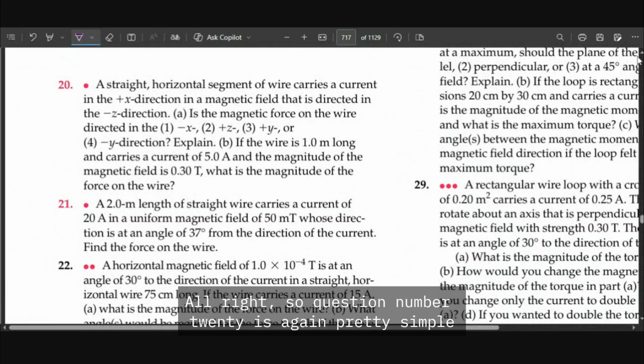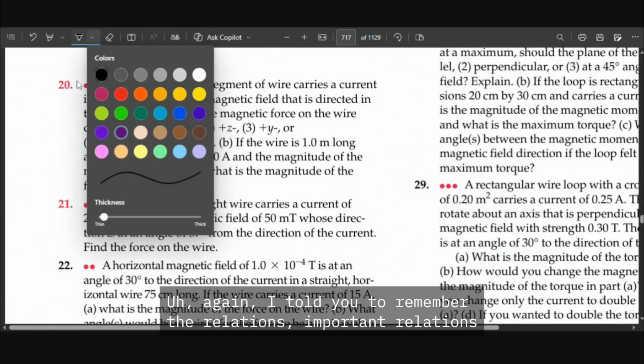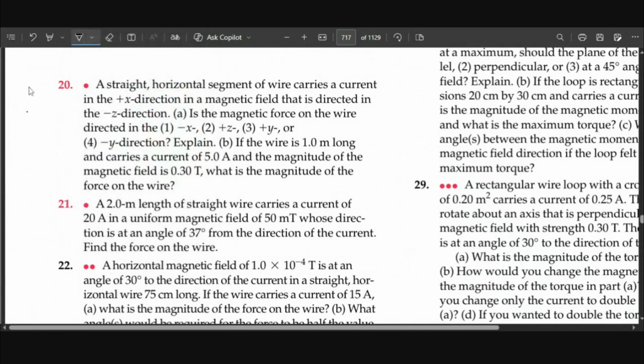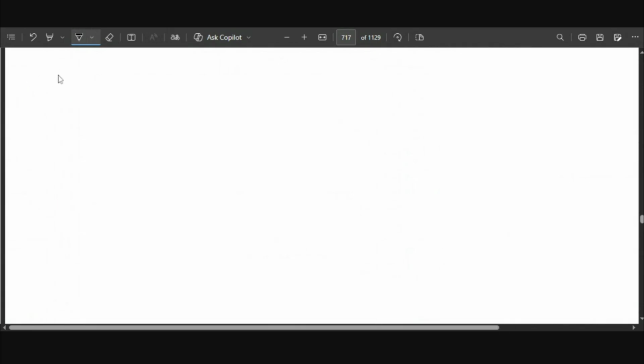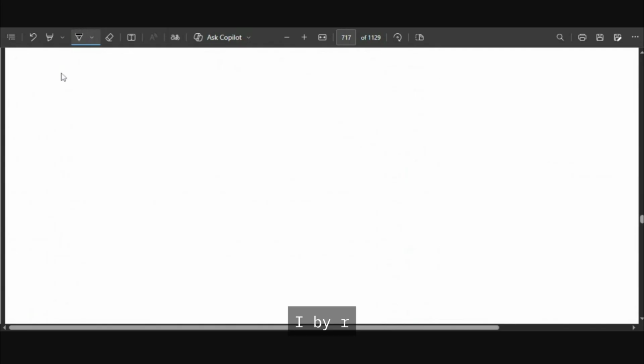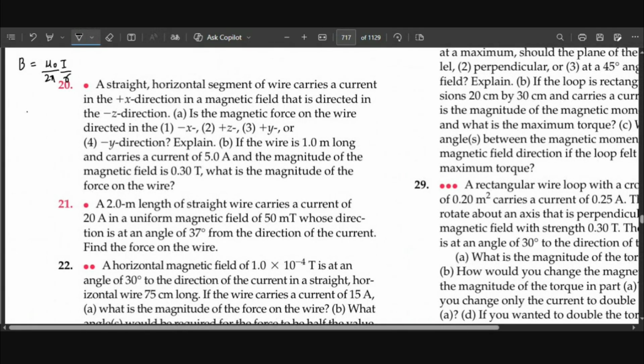Alright, so question number 20 is again pretty simple. Again, I told you to remember the important relations, which we understood from the PPTs as well. Magnetic field due to a current carrying conductor is equal to mu naught I over 2 pi R. Now this is the relation which we are going to use here.